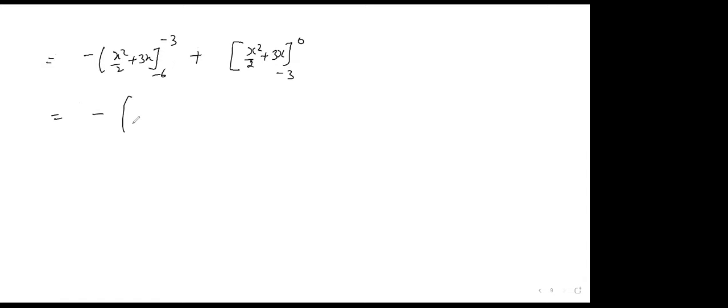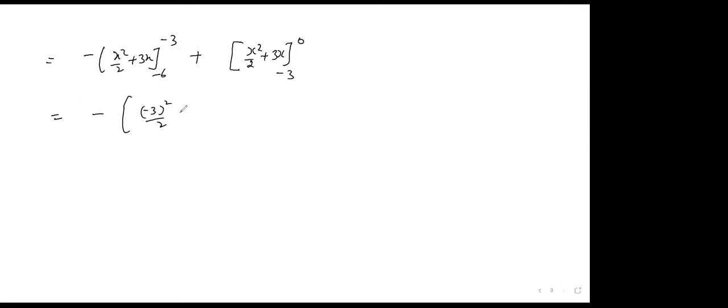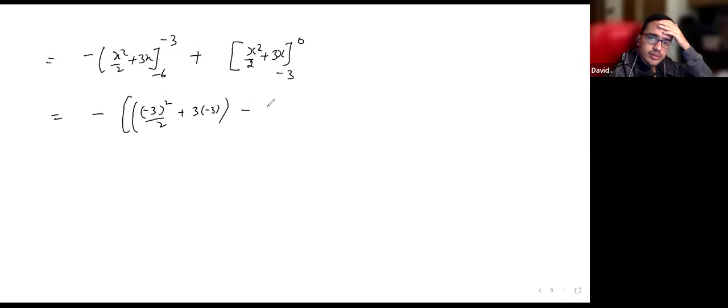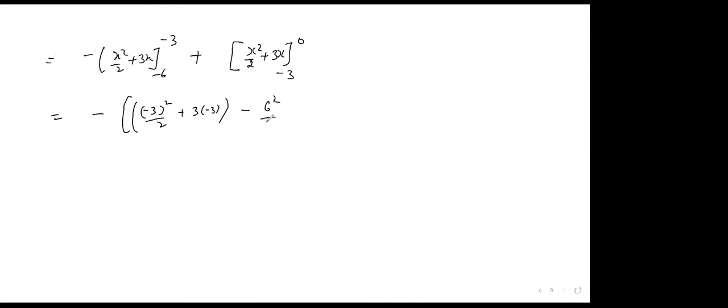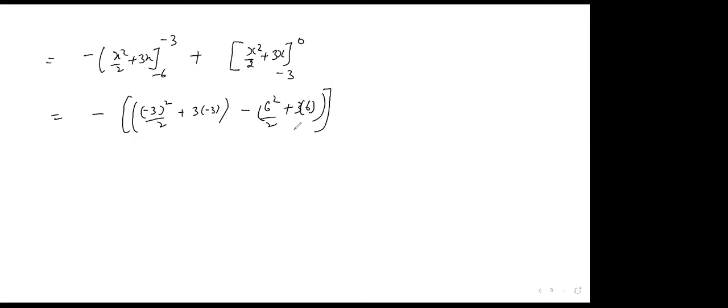So we have minus, first we will put the upper limit, then the lower limit: negative 3 square over 2 plus 3 times negative 3. Minus, and minus 6 square over 2, minus 6, and plus 3 times 6. Sir, we have taken minus 6 into the bracket, right? Yes, we have taken it into the bracket.